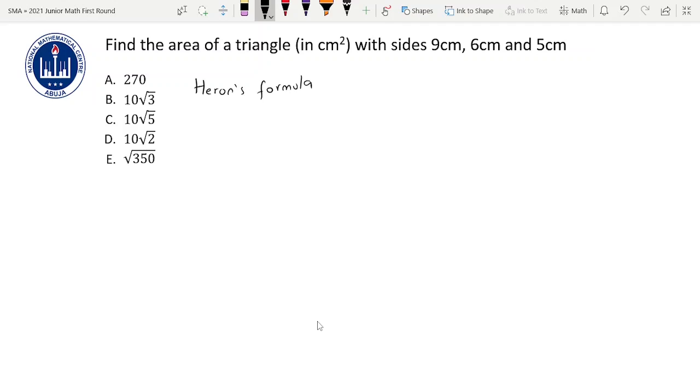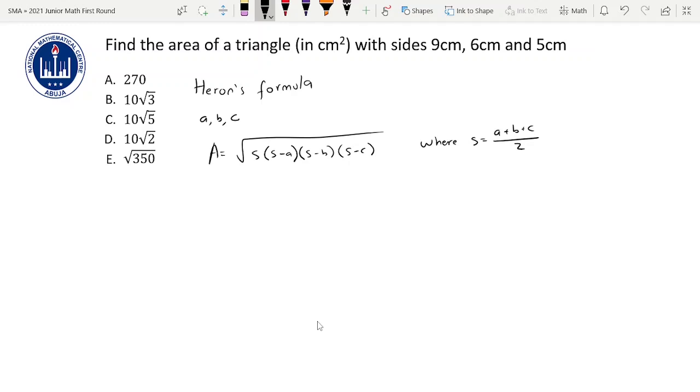If the three side lengths of a triangle are A, B, and C, then the area of that triangle is the square root of S times (S minus A) times (S minus B) times (S minus C), where S is the semi-perimeter. The semi-perimeter is defined as half of the perimeter, that's (A plus B plus C) divided by 2.